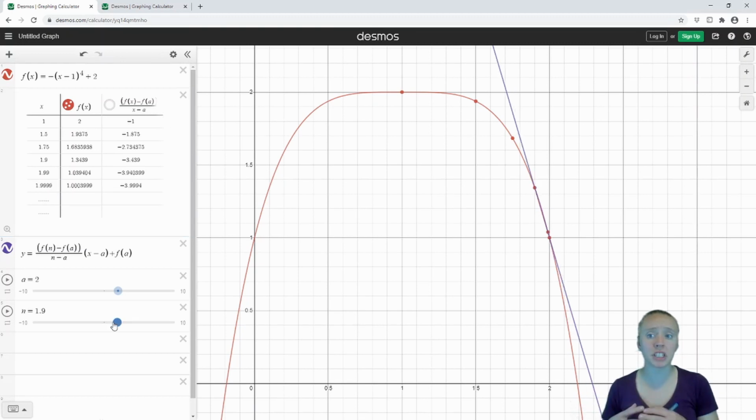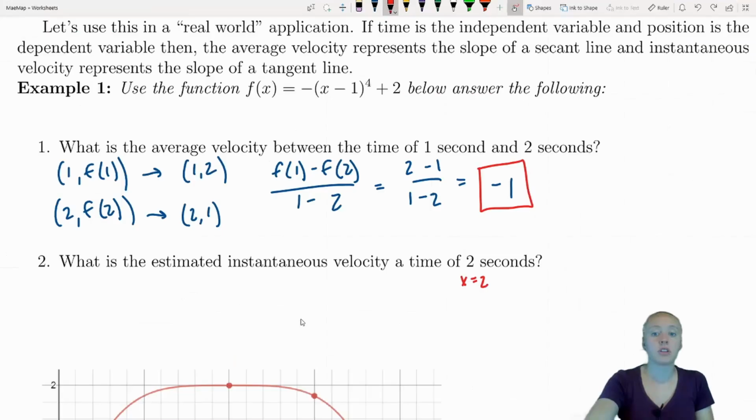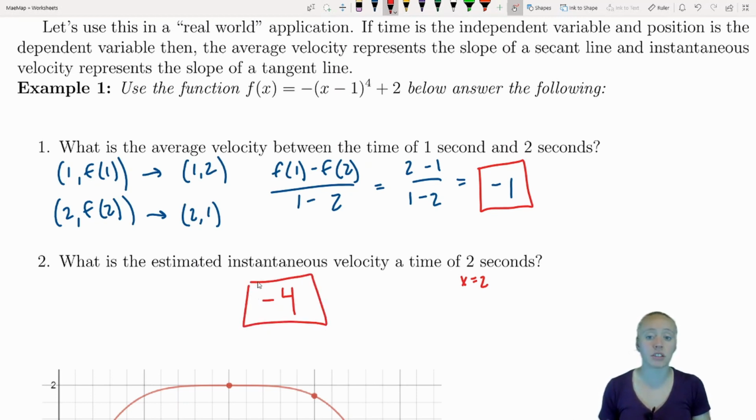So let's go back to the worksheet. And again, feel free to pause this video and play around with this graph, trying to find the slope of the tangent line at a different point. So change that a value and then make sure your x values get closer and closer to your chosen a. But going back to the worksheet, you could see as we got closer and closer to our x value of 2, our slope got closer and closer to negative 4. So our instantaneous velocity is negative 4 units per second, or that speed would be 4 units per second.